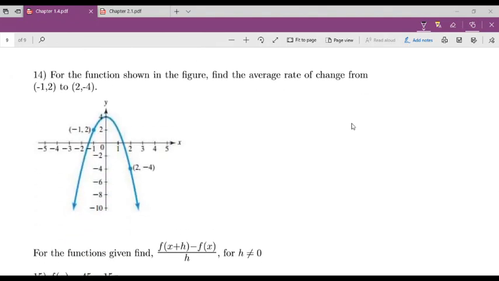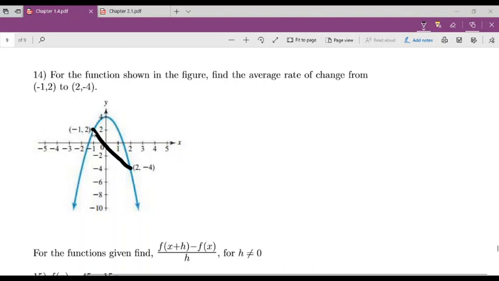14 says, for the function shown in the figure, find the average rate of change from -4 to -1. Okay. The cool thing about this one is it gives you a graph. We can kind of do the whole graph thing. All we're doing is really connecting these 2 points, right? So we can just find the slope between those 2 points, which means we can do rise over run.